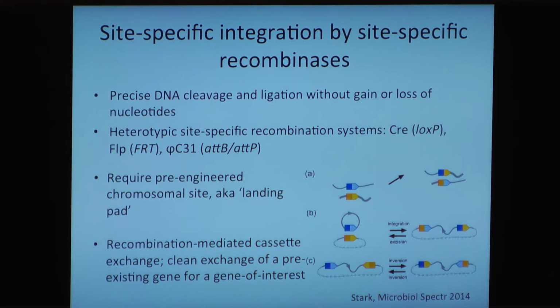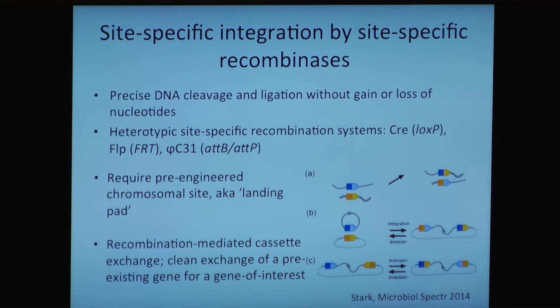Site-specific recombination is another really important strategy that we're working on, and this is precise DNA cleavage and ligation without loss of nucleotides. There are a number of existing heterotypic site-specific recombination systems listed here. All of these require a pre-existing landing pad to be engineered into the cell. And so this is often thought of for delivery of big DNA in combination with recombination-mediated cassette exchange.